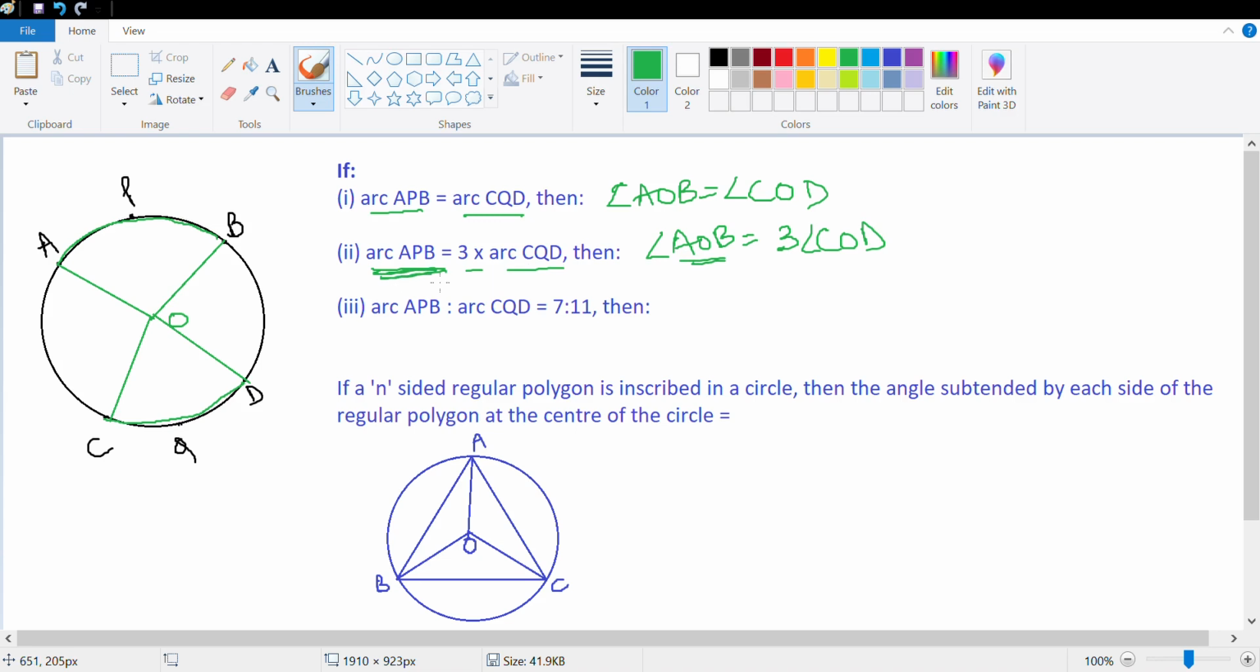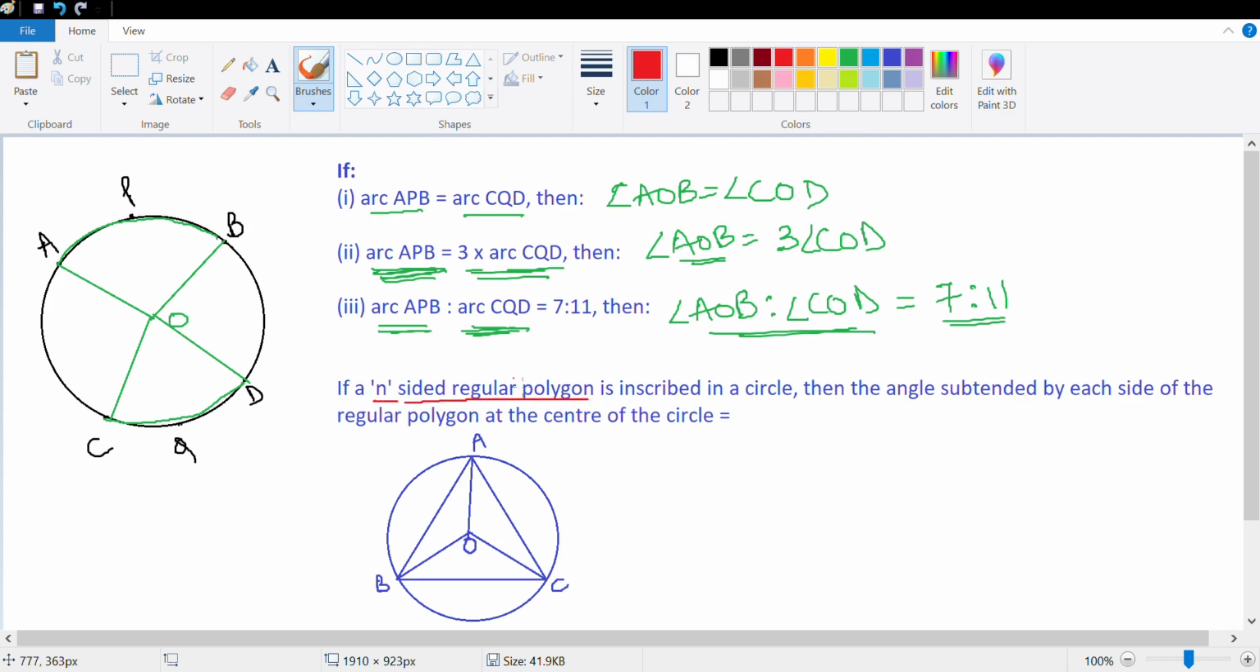So whatever is the ratio of the length of the arcs, exactly the same is the ratio of the angles that they subtend at the center. Similarly, if arc APB upon arc CQD is 7:11, then the ratio of their angles will also be 7:11, which means angle AOB is to angle COD as 7:11. So whatever is the ratio of the arcs, that's the same ratio of the angles that they subtend at the center. And one last one, if there is an n-sided regular polygon.